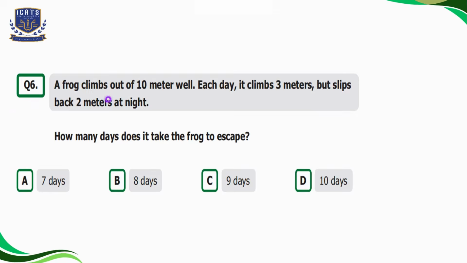Question number 6. A frog climbs out of a 10-meter well. Each day it climbs 3 meters but slips back 2 meters at night. How many days does it take the frog to escape?